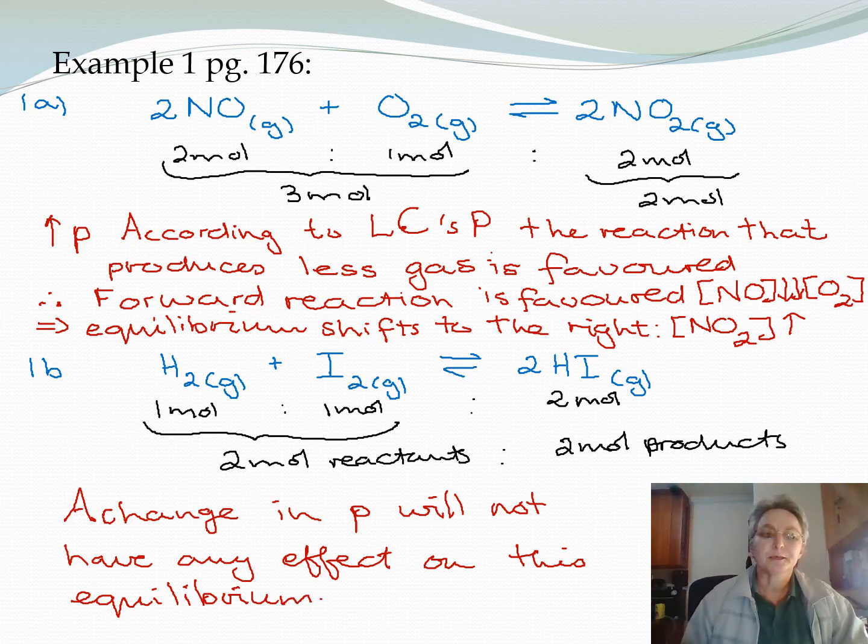Right, to go back to number A, the opposite will be true if you decrease the pressure. The reaction that will produce more gas will be favored, so that would be the reverse reaction. So your concentration of nitrogen monoxide as well as oxygen will increase and the concentration of nitrogen dioxide will decrease.